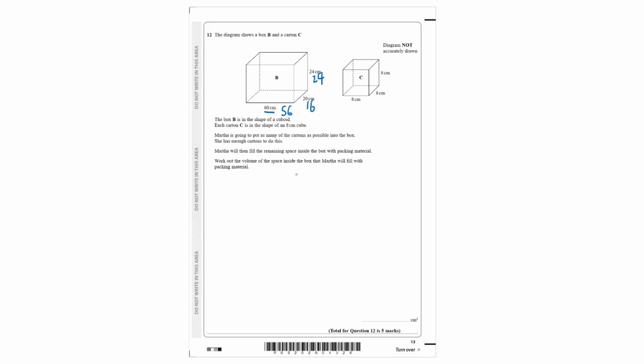Now, moving on, now that we know the total volume of B is given as 60 times 20 times 24, we then remove the volume of all the cartons. So that's simply 56 times 16 times 24. And that will give us the space left over. Now, whatever space is left over, she will then put in the packing material.